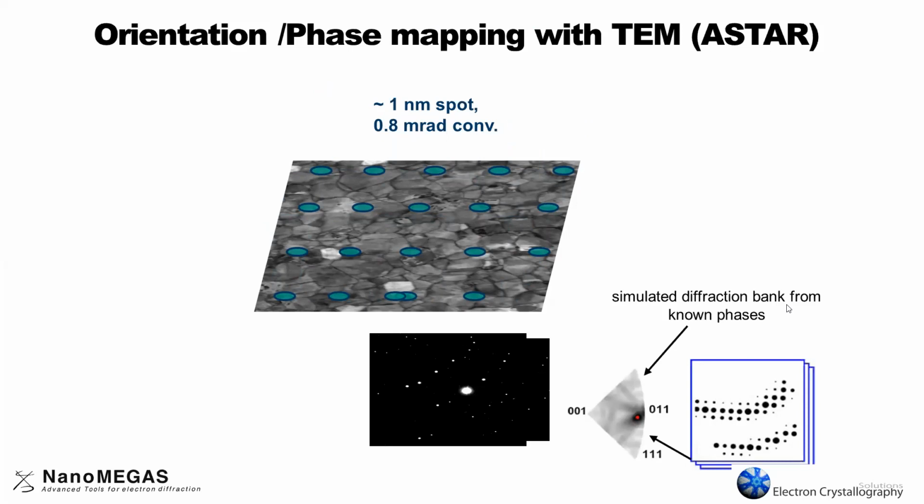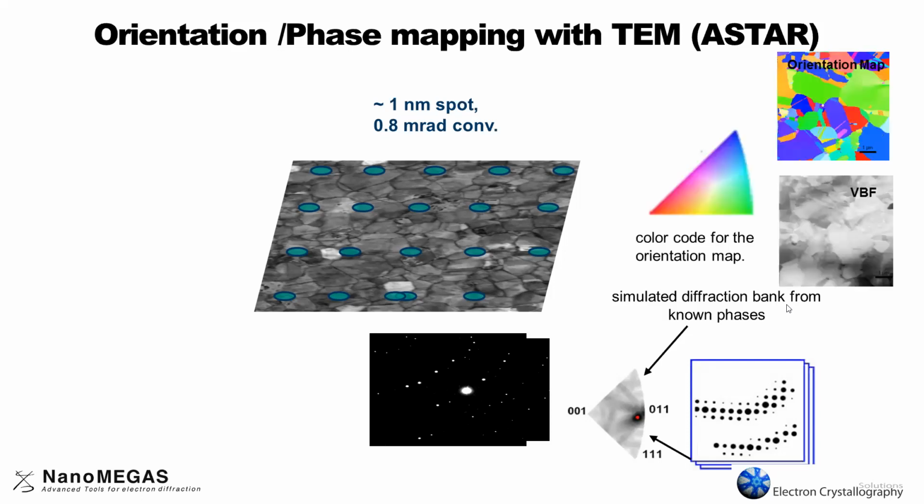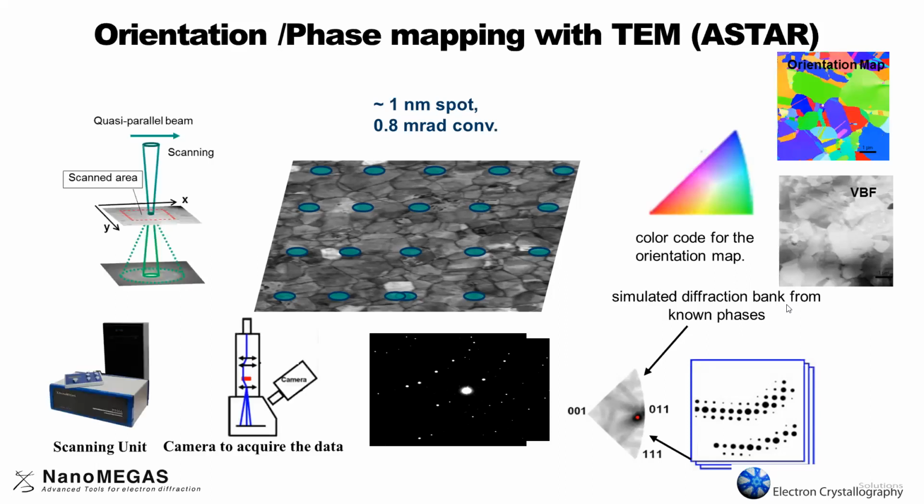And then you can assign a phase and an orientation for each pixel position, and each pixel color corresponds to a particular orientation in the stereographic triangle. Typical areas of several square microns can be examined to obtain orientation and phase maps from all the known crystal phases within an examined area.